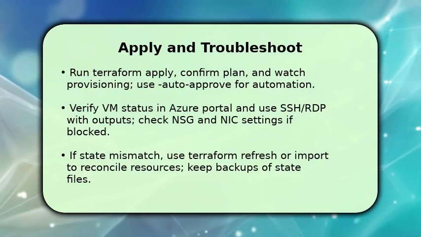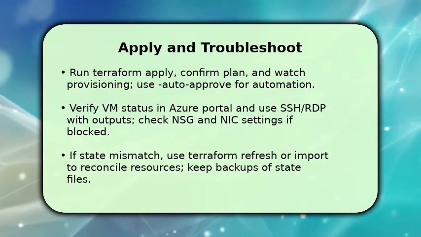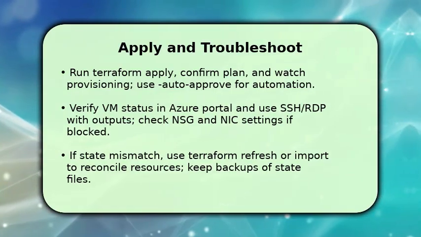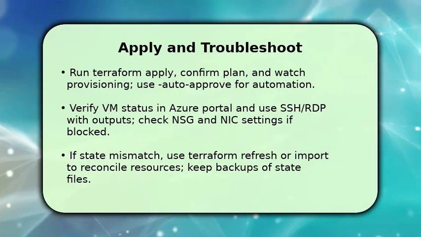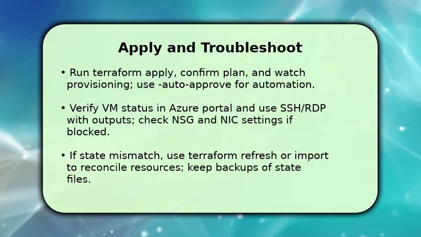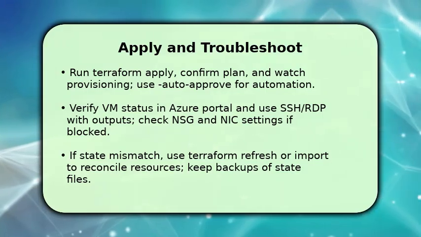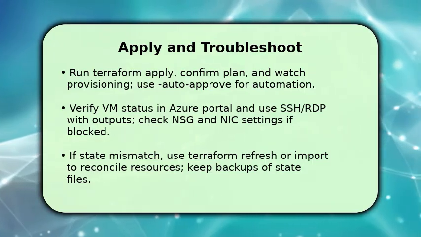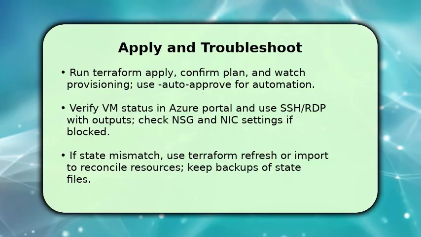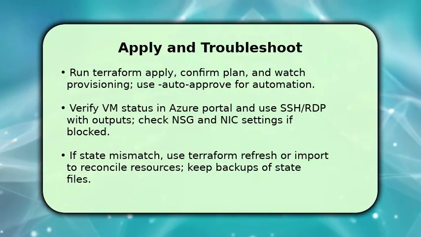Once provisioning finishes, retrieve the public IP output and attempt SSH or RDP to validate access. If you cannot connect, first verify network security group rules, subnet association, and NIC configuration, then confirm the VM boot diagnostics in the portal. If Terraform shows a state mismatch, run terraform refresh or use terraform import to bring existing resources under management. Make sure.